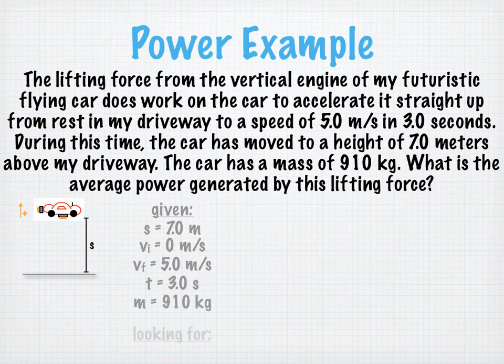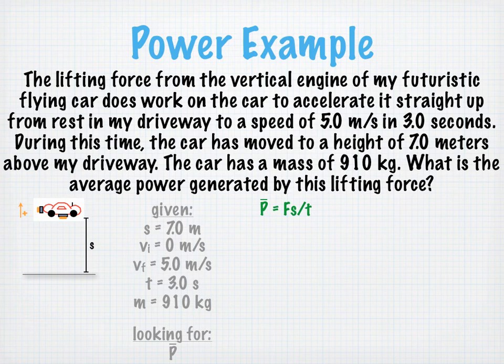Now what are we looking for? We're looking for the average power generated by the lifting force. So we need an equation for power. Here is one we just discussed. Average power equals force times displacement divided by time. We're given displacement and time in the problem, but we're not directly given force.